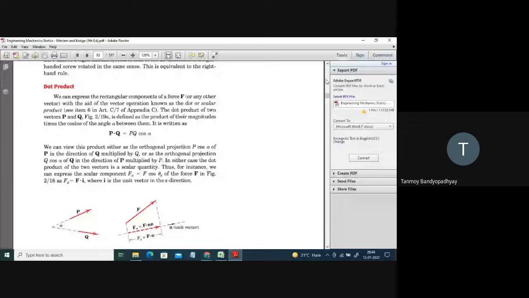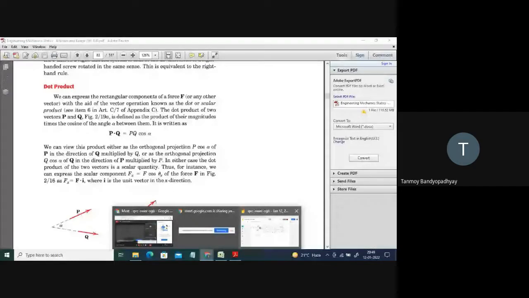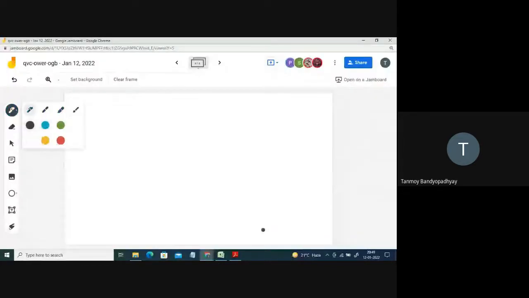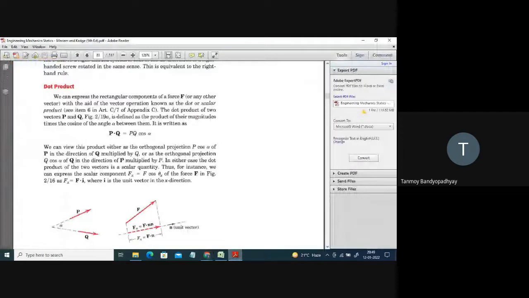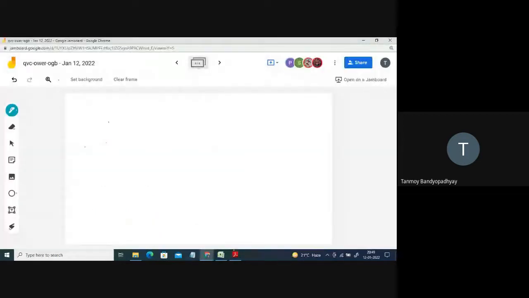So suppose I am having two vectors. This is the explanation for the dot product. Suppose I am having two vectors P and Q. These are their lines of action. This is the line of action of the P vector and this is the line of action of the Q vector. Along them are directed two vectors: this is the P vector and this is your Q vector. The included angle between them is alpha.